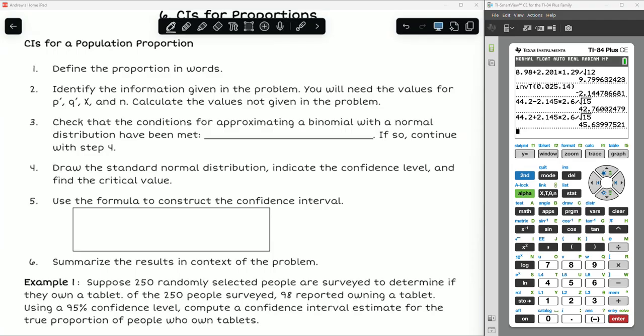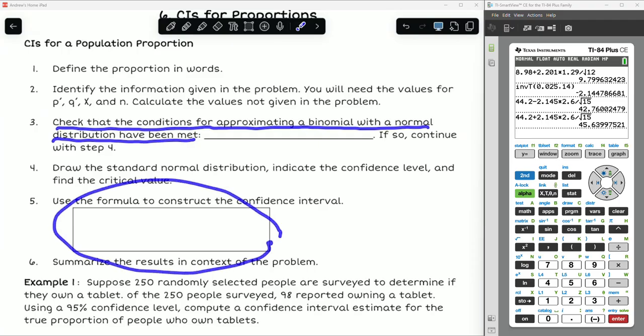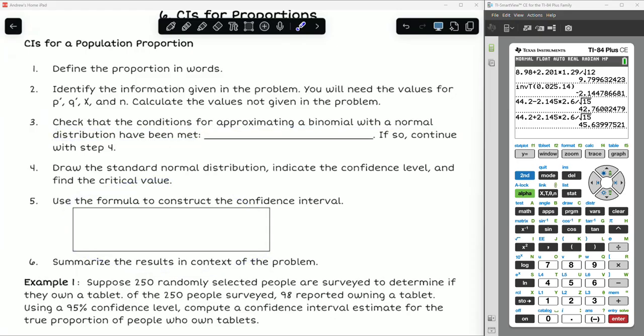The layout of this process is very similar to the step list we've been using for estimations for means, with one extra step. Because proportions and the binomial distribution are not continuous, I need to check that the conditions for approximating a binomial with a normal distribution have been met before I start doing the plug and chug for my confidence interval. Because if those conditions aren't met, this confidence interval will not be a good estimate for the proportion that I'm trying to estimate. So let's go ahead and go through this checklist.